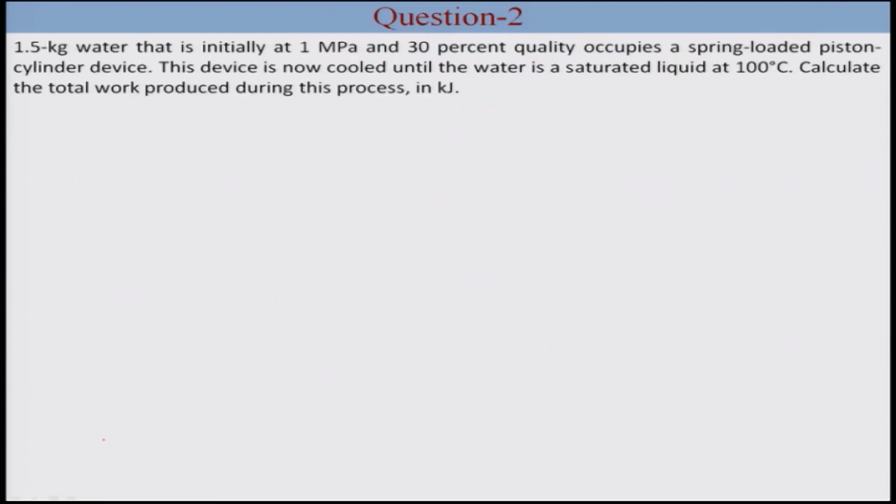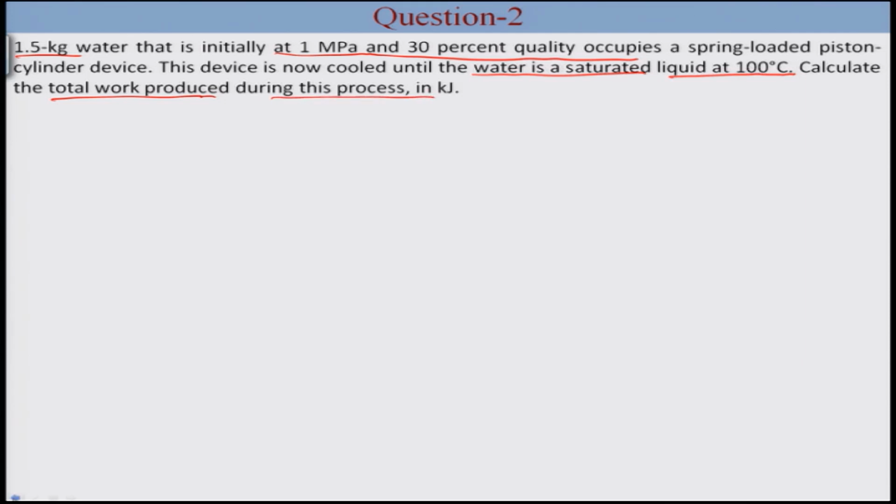In this question, 1.5 kg of water that is initially at 1 megapascal and 30% quality occupies a spring loaded piston cylinder device. This device is now cooled until the water is saturated liquid at 100 degrees centigrade. Calculate the total work produced during this process in kilojoule.